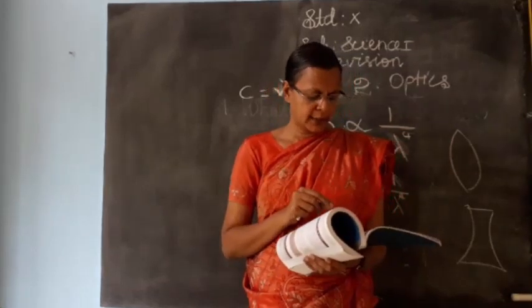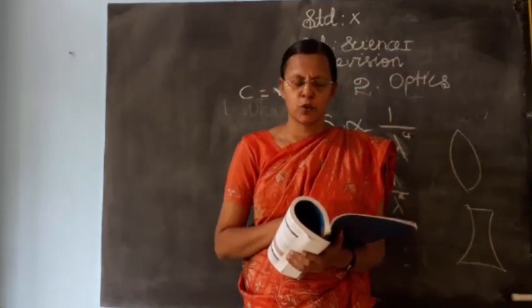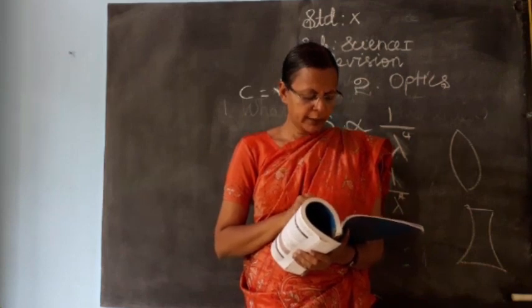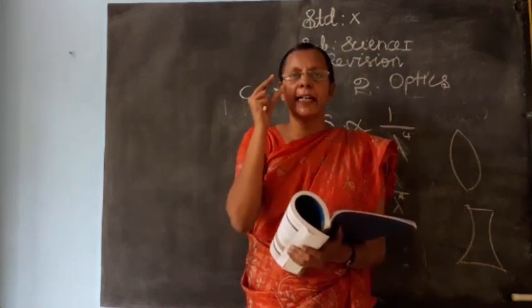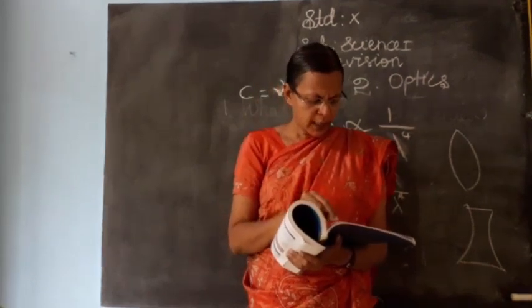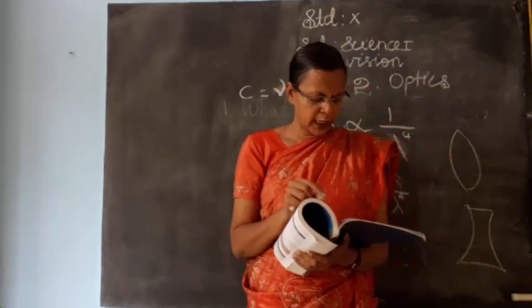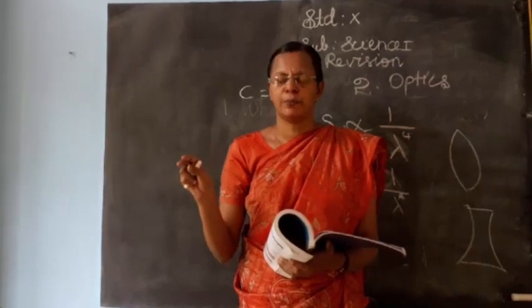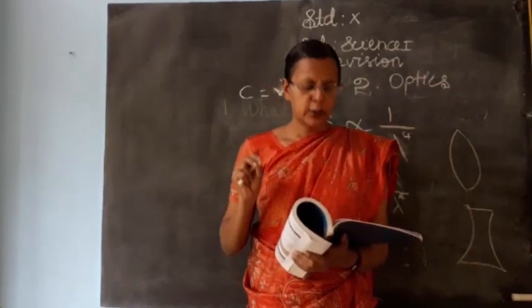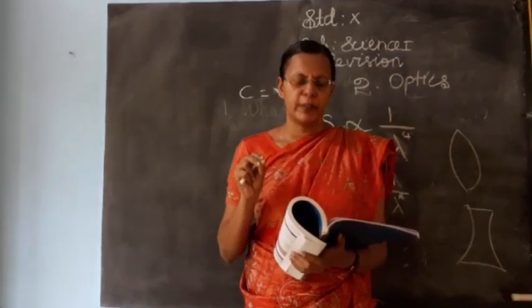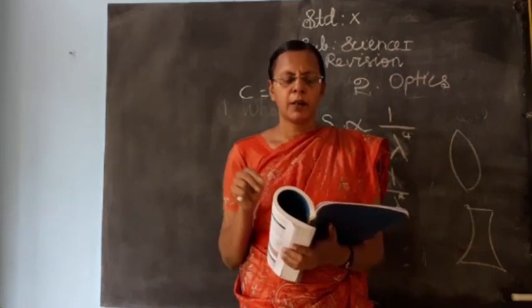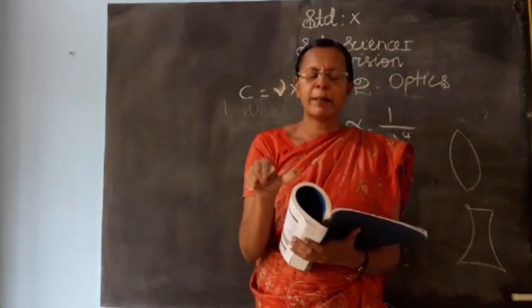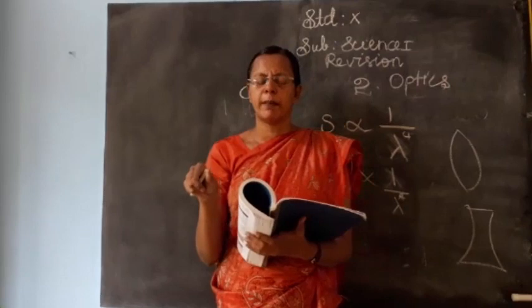Applications: it is used in the Galilean telescope. Concave lenses are used as the eye lens of the Galilean telescope. Second, they are used in wide angle spy holes in doors. Third, it is used to correct the defect of vision, myopia. Then the lens formula: 1 by f is equal to 1 by v minus 1 by u.